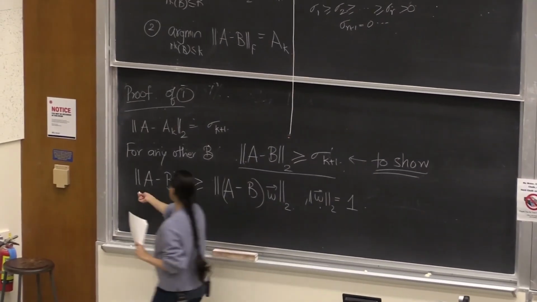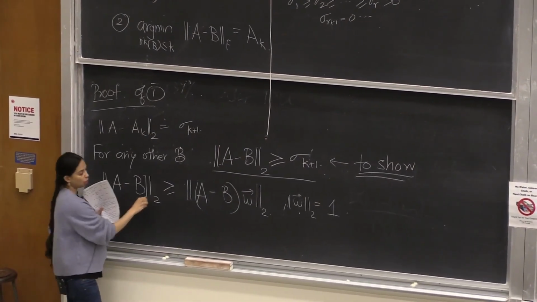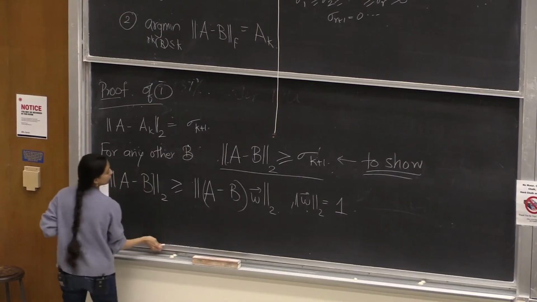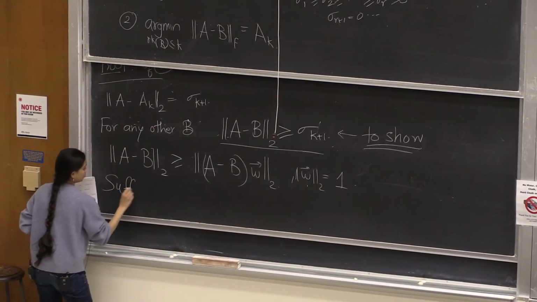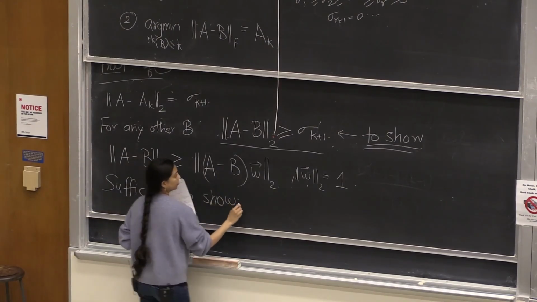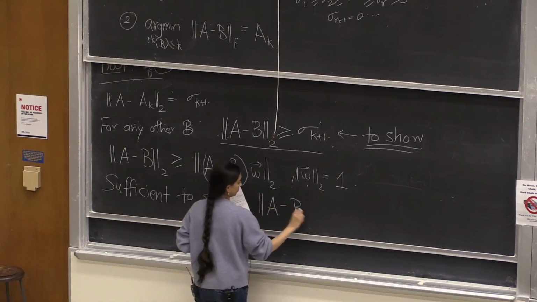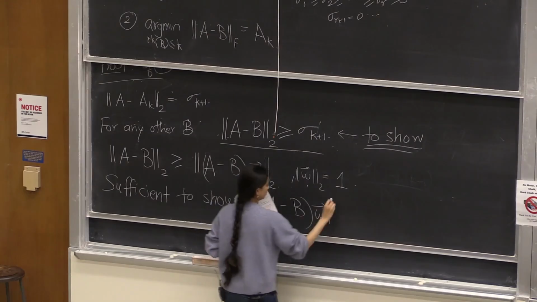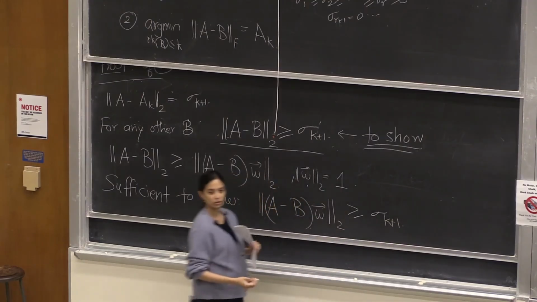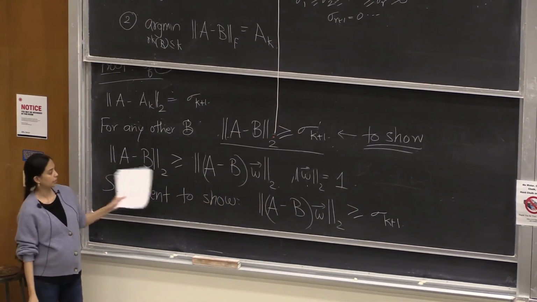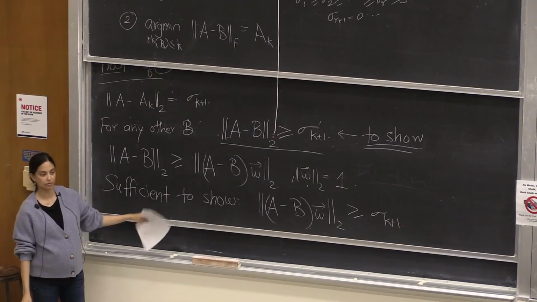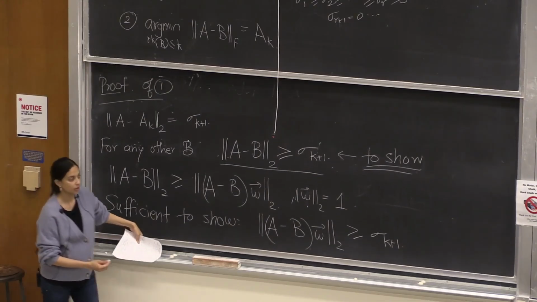But since we know that the matrix norm of A minus B is always greater than or equal to the norm of A minus B times W, the vector norm, it is sufficient to show this, right? Because that implies what we want to show. So it's sufficient to focus on this case. This is all that remains to be shown. Okay? How do we do that?